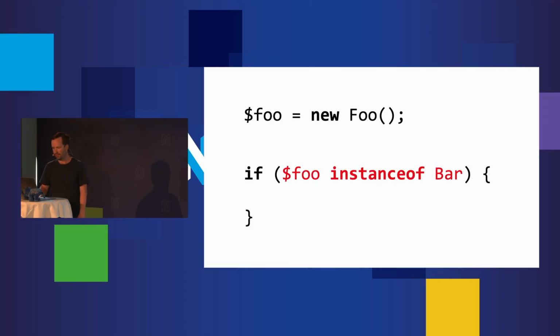And yeah, this is also a problem. If we are creating new Foo and Bar is a class, PHPStan can point out that this condition is never going to be true, because if Foo does not extend Bar, it means that this if branch is never going to be executed.